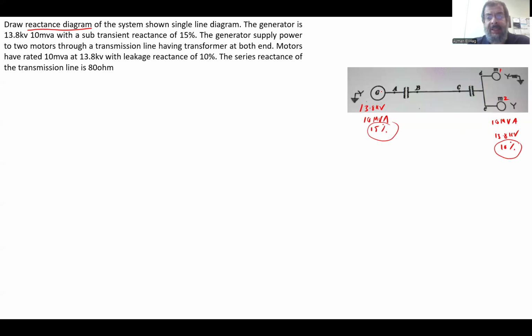And the series reactance of the transmission line here is 80 ohms. So X line is given in ohms, not in per unit, so this needs to be converted.